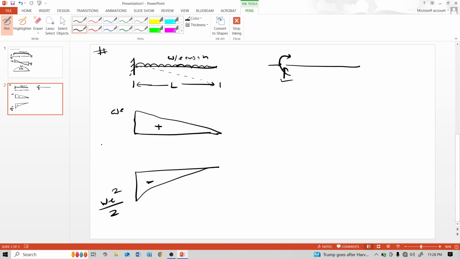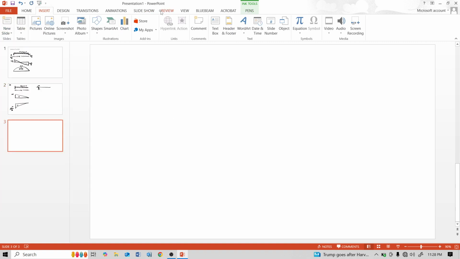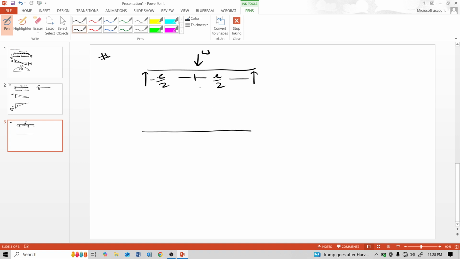Now next beam is simply supported beam with point load at center. Point load W, this L by 2 distance, and this is also L by 2 distance. So here shear force is W load acting on this beam. So here reaction is W by 2, equal reaction W by 2.